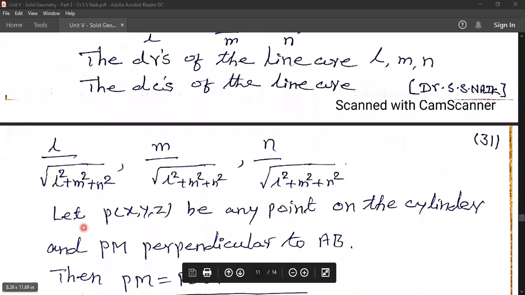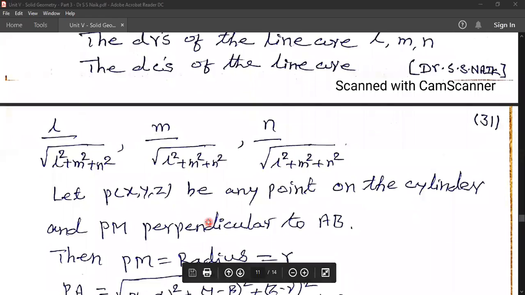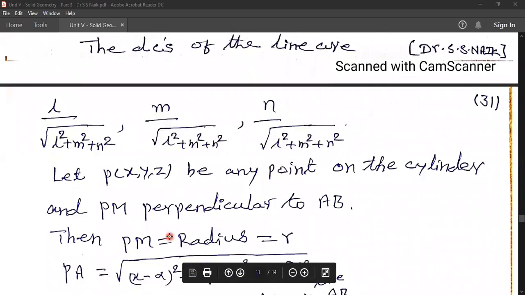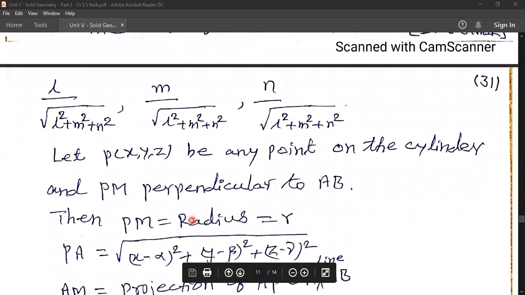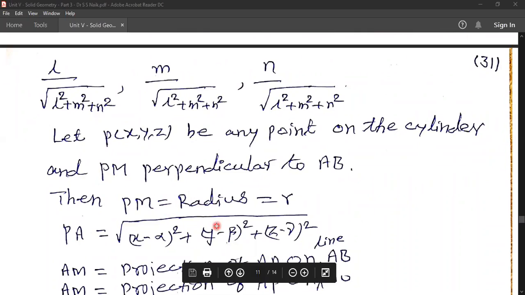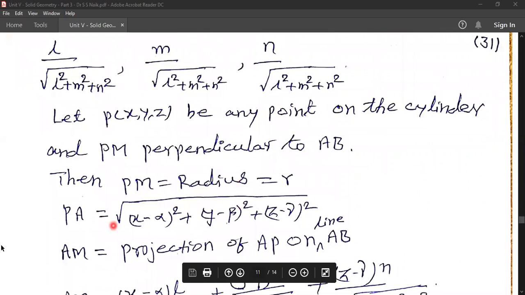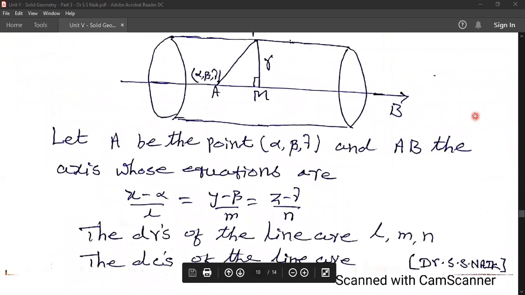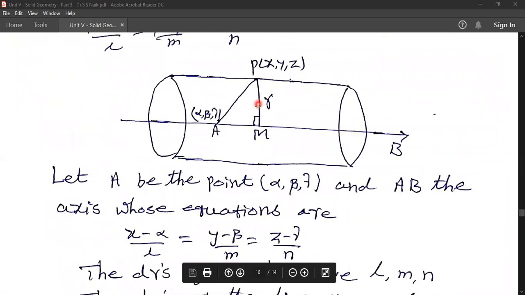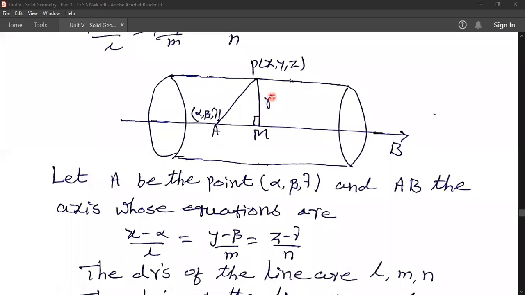Then start with this. Let P(x, y, z) be any point on the cylinder and PM perpendicular to AB. That in the figure I have already explained. This is any point on the cylinder and PM is perpendicular to AB. Then PM is equal to the radius, which is equal to r. So again, I'll go to that figure to get the idea. So this becomes PM, so this PM is equal to r.